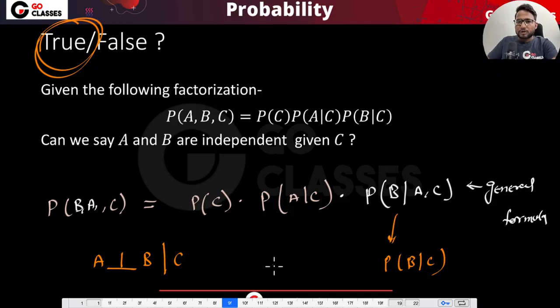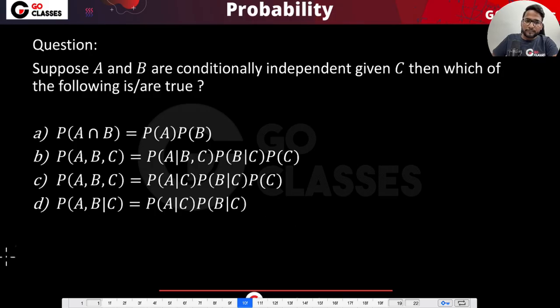cool. Now let's move to this question. What this question is saying: suppose A and B are conditionally independent given C, then which of the following is or are true? Okay, let's understand this. Now they are saying A and B are conditionally independent given C, right? Now, is this true? No. If it were true, it would mean that conditional independence implies independence. So obviously this is not true. So this is false.